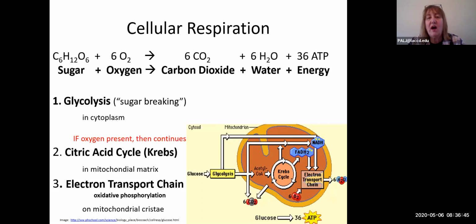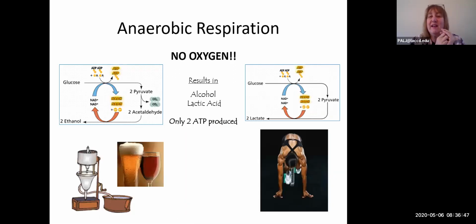Now, if there's no oxygen, we do what's called anaerobic respiration, where that word anaerobic basically means no oxygen. At the end of anaerobic respiration, we're starting with those same 2 3-carbon sugars that we ended up with at the end of glycolysis, but they can't go into the mitochondria for the Krebs cycle. So they're going to stay in the cytosol. And at the end, we can form one of two things.